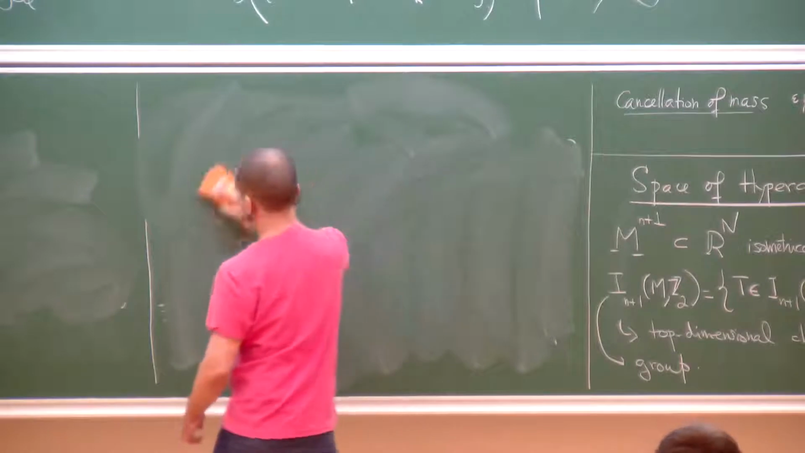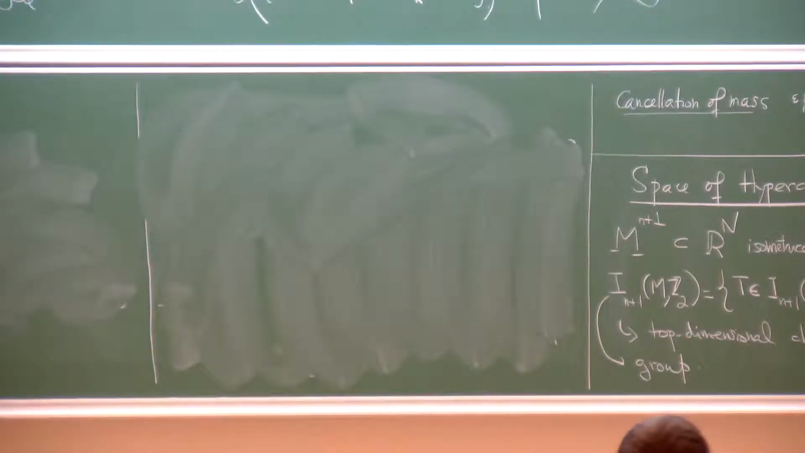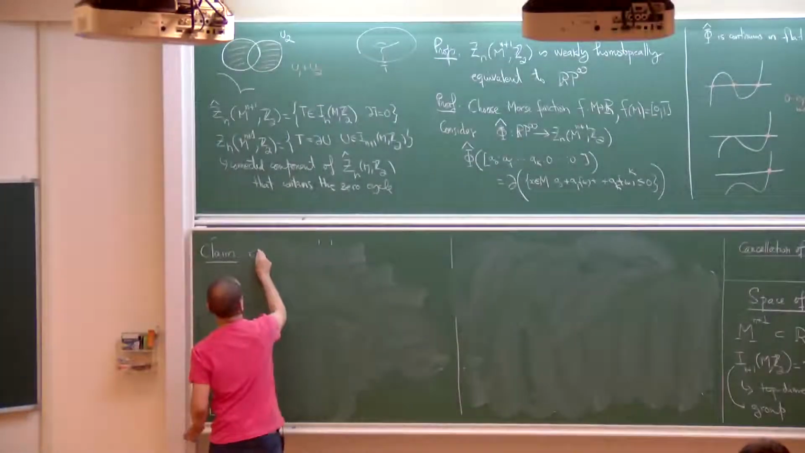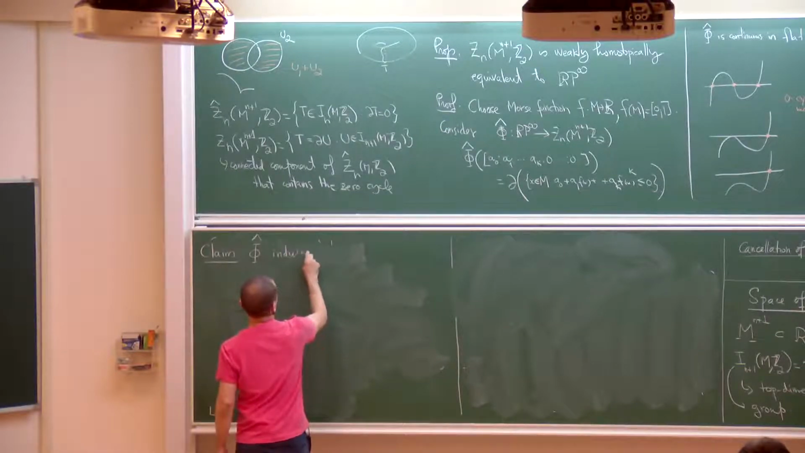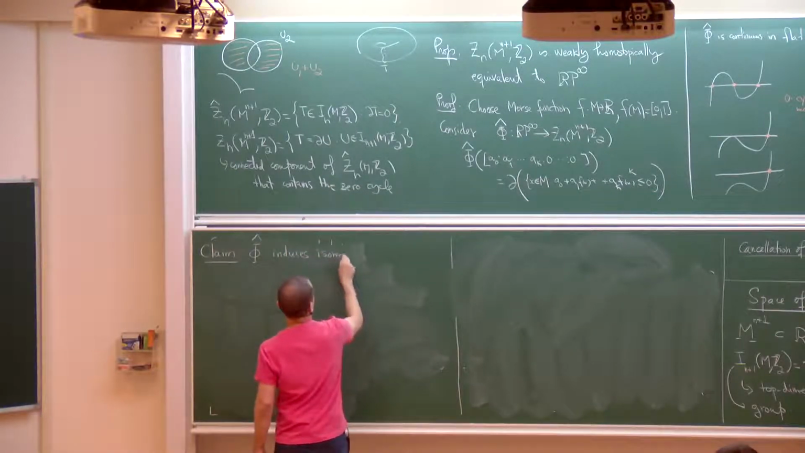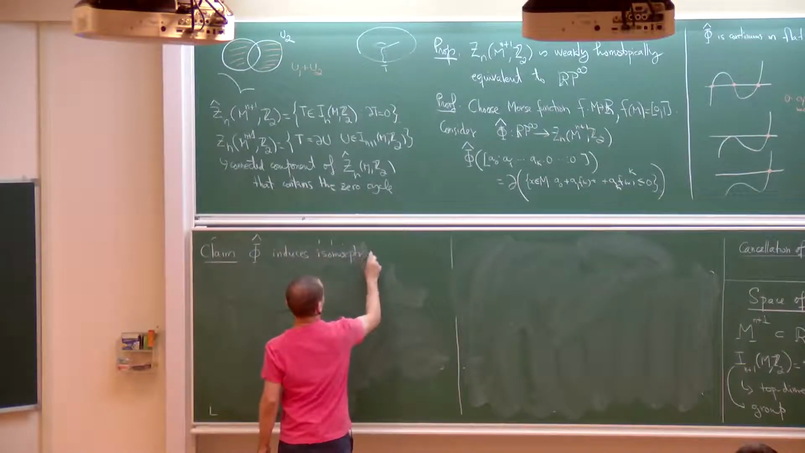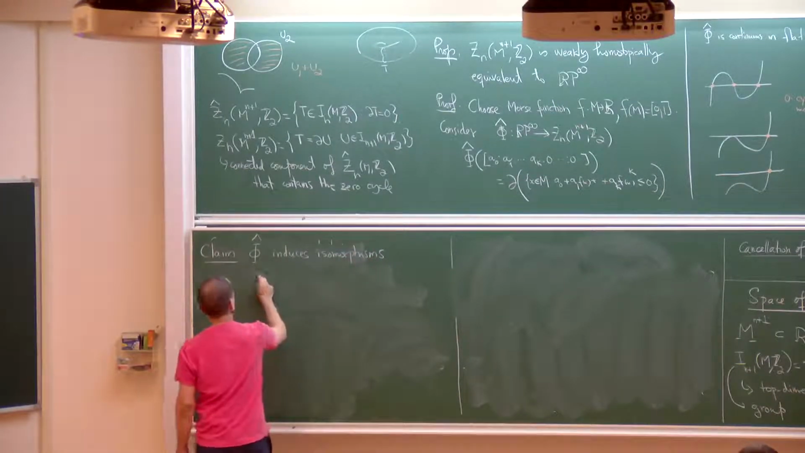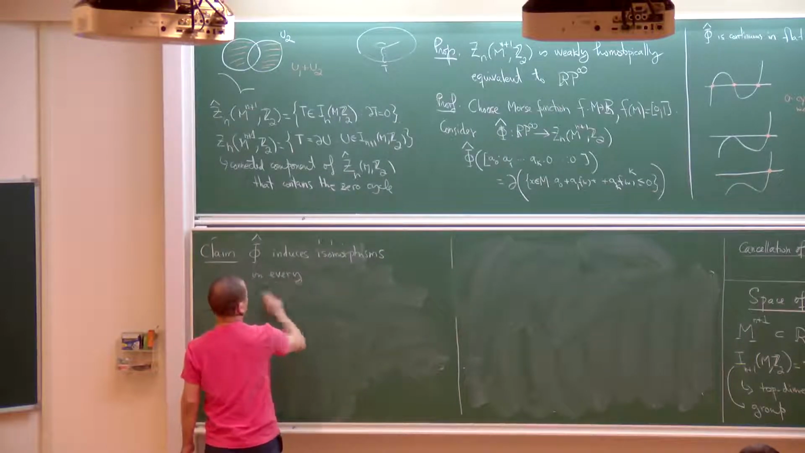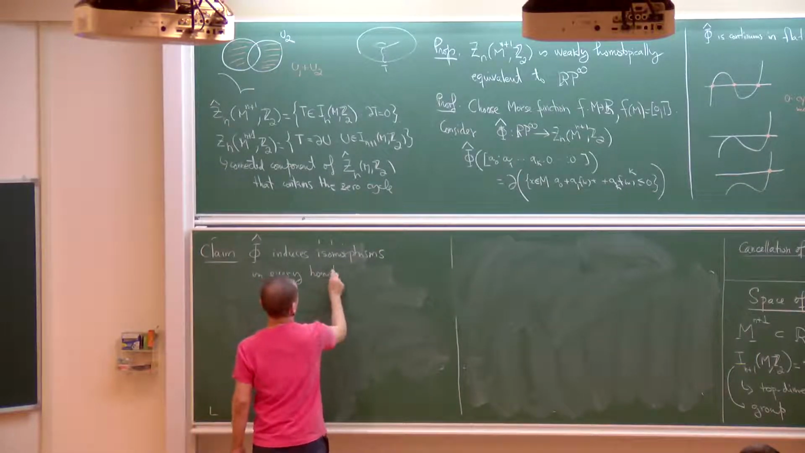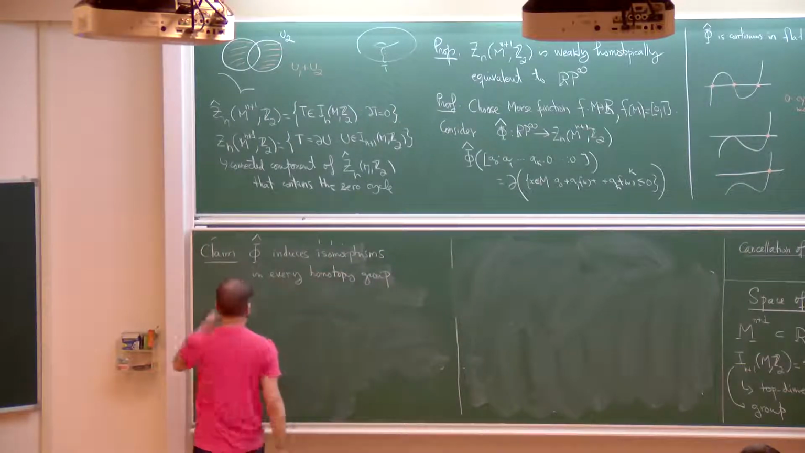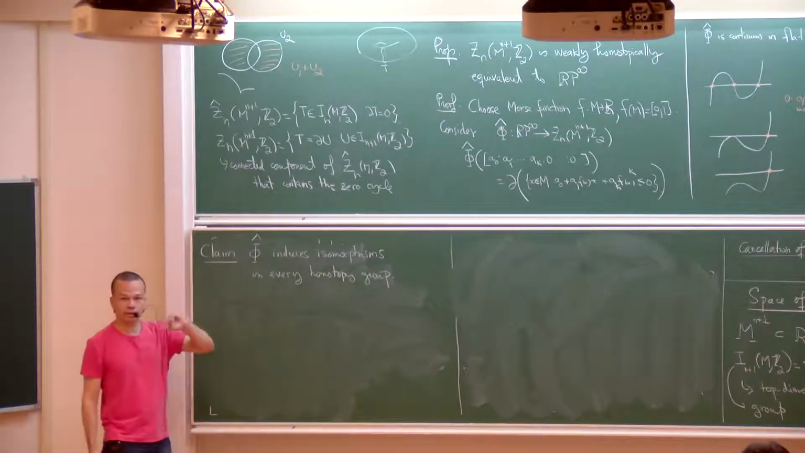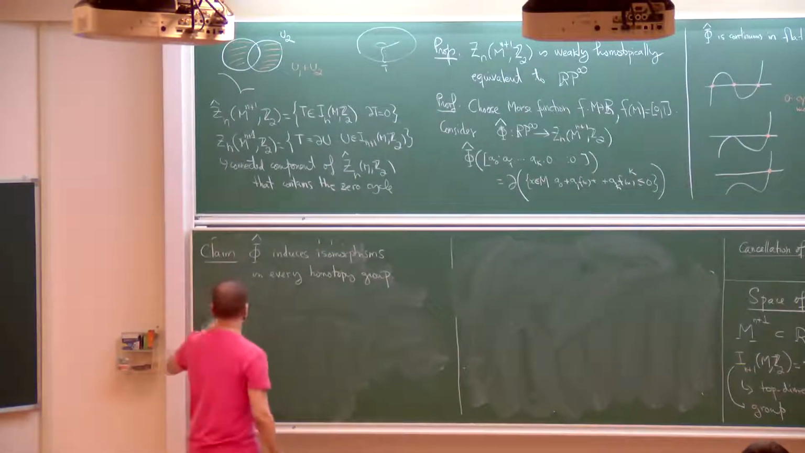The claim is that phi hat induces isomorphisms in every homotopy group. If this is true, we say that phi hat is a weak homotopy equivalence. So I'm going to explain why.